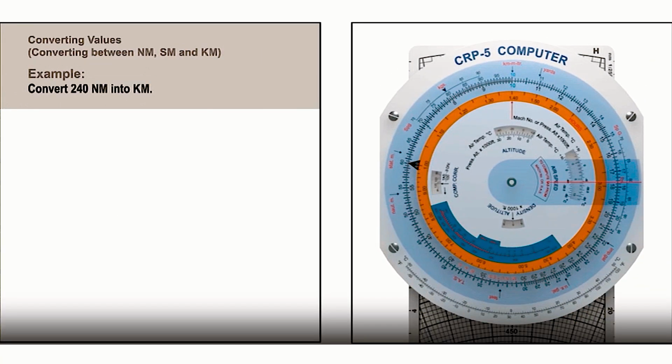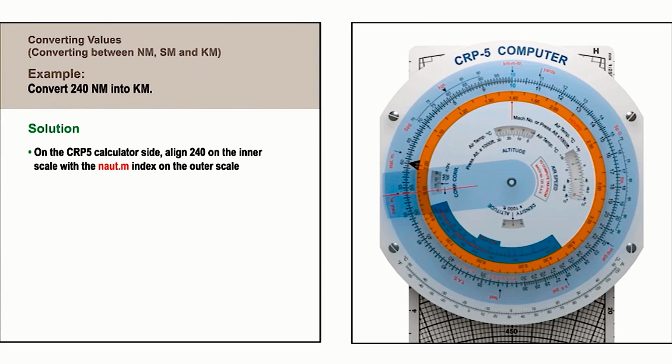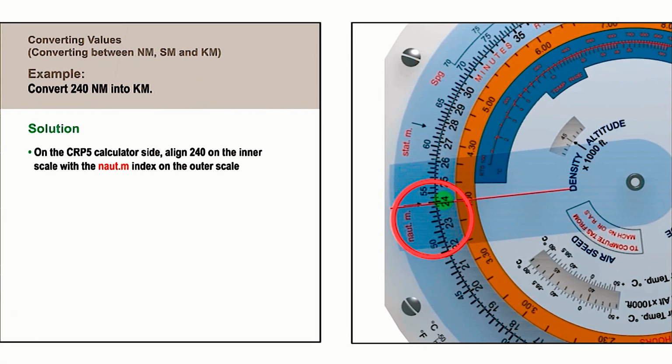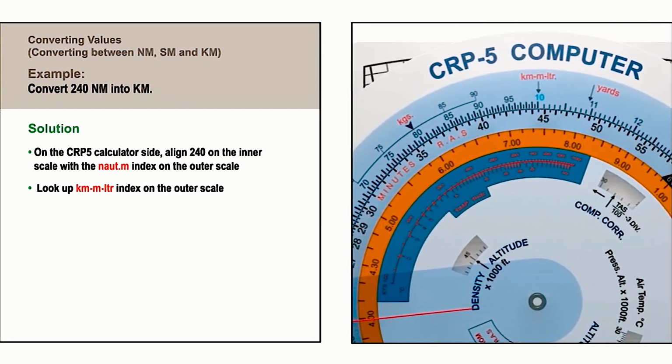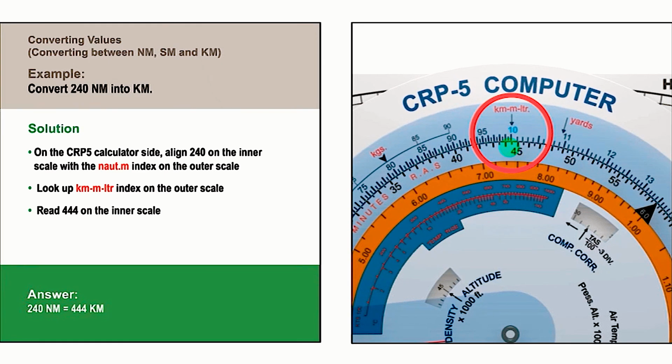To convert 240 nautical miles into kilometres, we align 240 on the inner scale with the nautical miles index. Then go to the kilometres, metres, litres index on the outer scale and read off the answer of 444 kilometres on the inner scale.